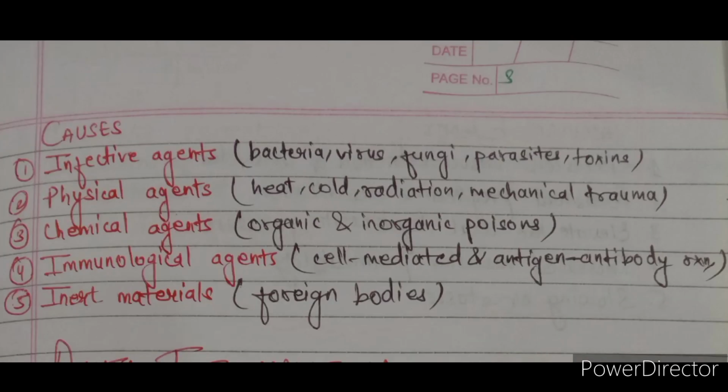Now let's see the causes of inflammation. So there are 5 causes. Number 1 is infective agents, that is bacteria, virus, fungi, parasites or toxins. Number 2 is physical agents, that is heat, cold, radiation or mechanical trauma. Number 3 is chemical agents such as organic and inorganic poisons. 4th point is immunological agents, that is cell mediated and antigen or antibody reaction. Number 5th point is inert materials, that is foreign bodies.